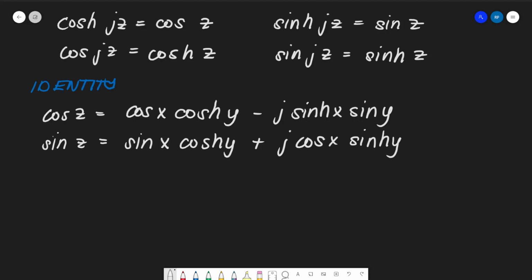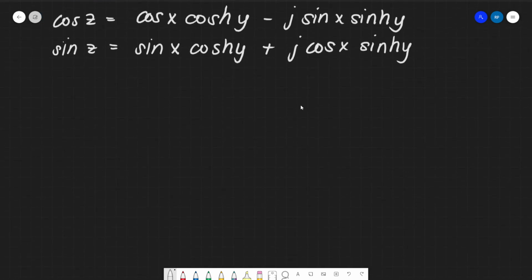Yan yung sa taas, may correction tayo. Wait lang, ayusin ko lang. Baliktad pala: sin x sin y. Ayan, hindi pala sila babaliktad. Now, pag cos yung nauna dito sa left side, magiging sin din yung nasa right side. Trigonometric din yung nasa right side.